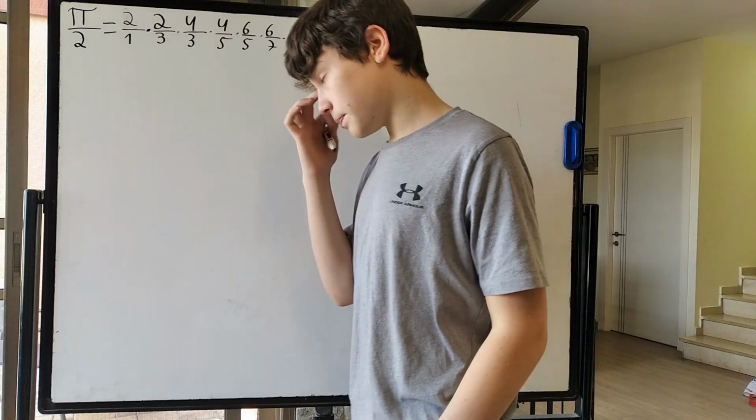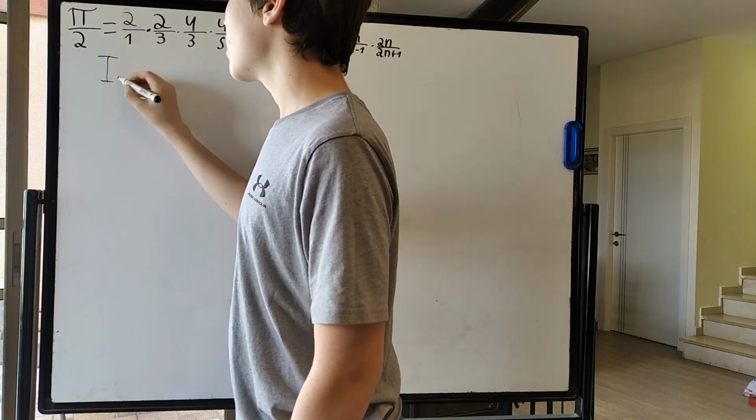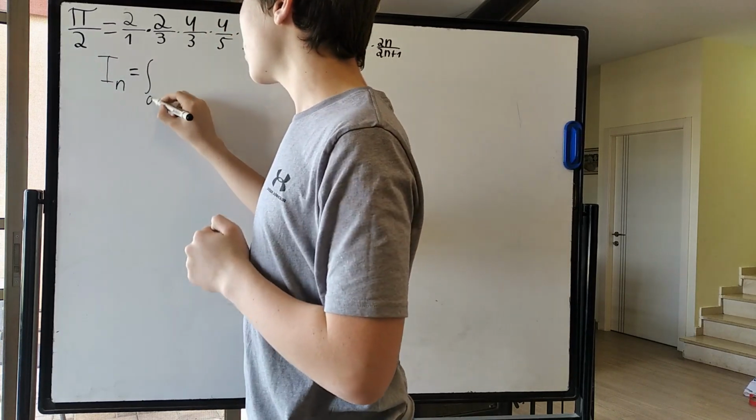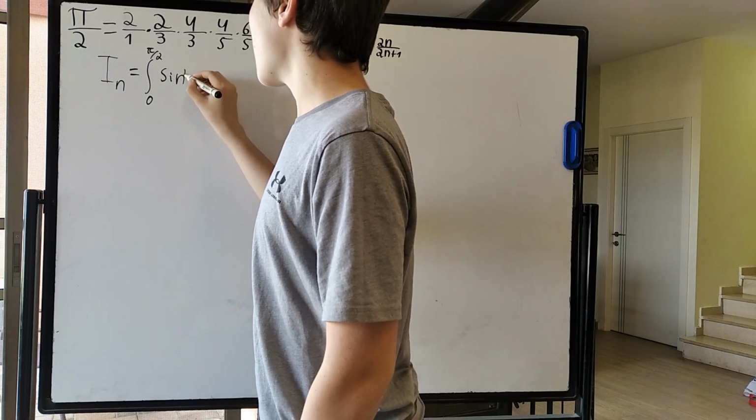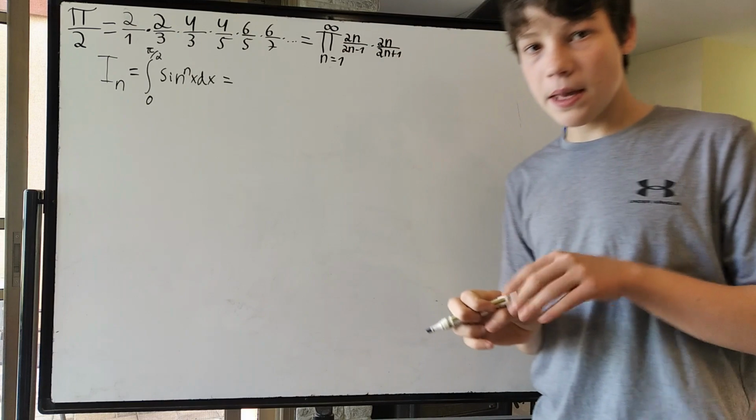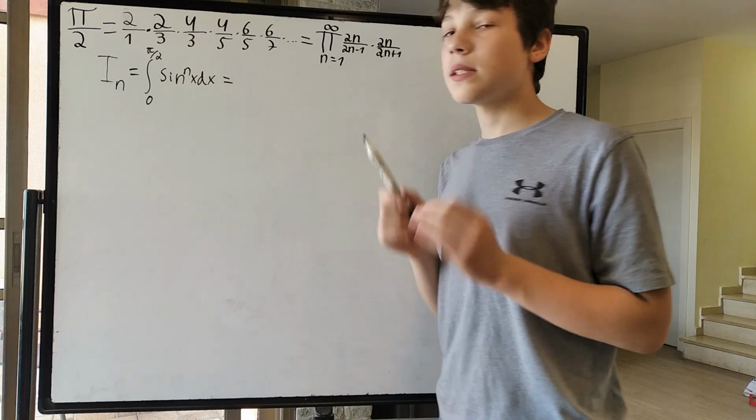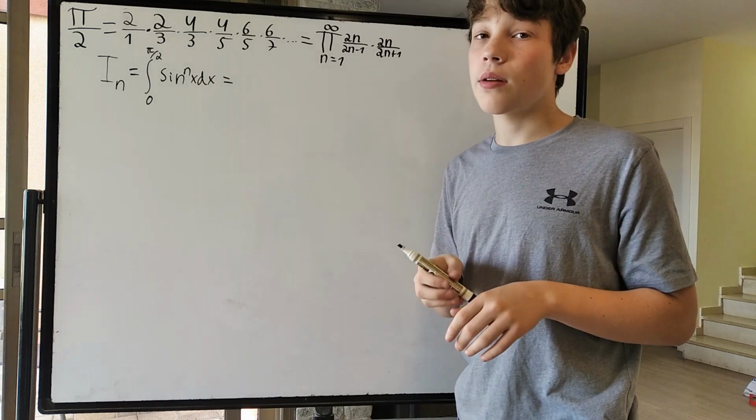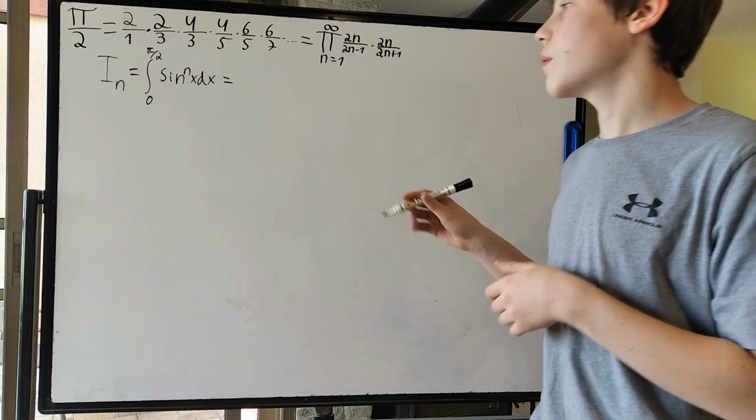So let's begin. We will consider the integral I_n as the integral from 0 to pi over 2 of sine to the n x dx. Now, in a previous video, I found a reduction formula for the integral of sine to the m x times cosine to the n x, and we can just use that here because in our case, the power of cosine is 0.